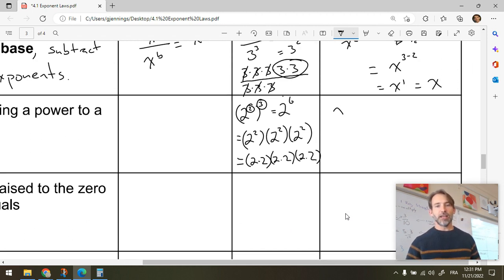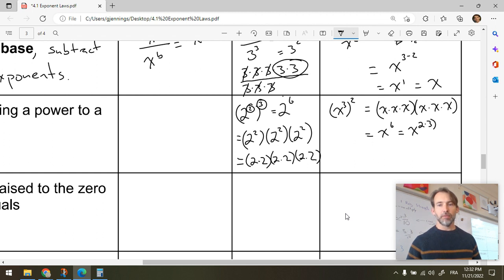Let's say I have x to the 3 raised to the power 2. Okay? You could write that out as x times x times x, that's x to the 3, and then multiplied by itself. So that's x to the 1, 2, 3, 4, 5, 6. That's equal to x to the 2 multiplied by 3.